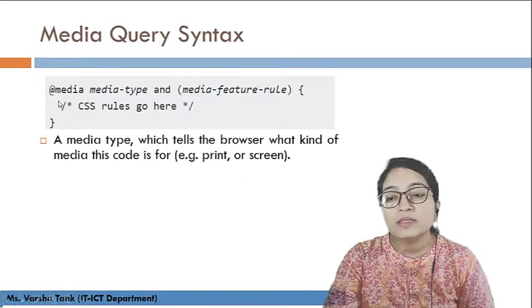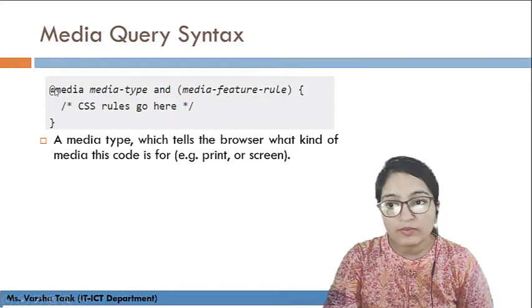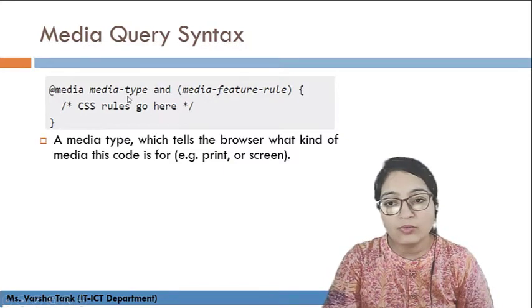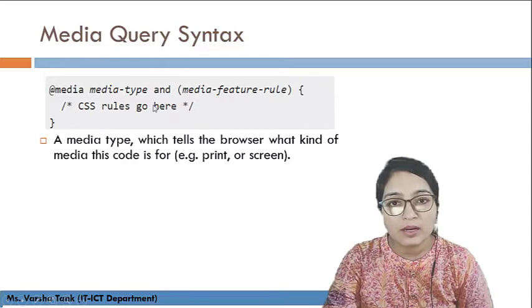So here you can see this is the syntax for defining the media query, @media. Okay, so that we have seen in the last slide. And here you can see the media type that you have to define and the media feature rules according to which conditions you are going to define these rules. And here the CSS property values go over here. So CSS rules will be defined in between the curly braces.